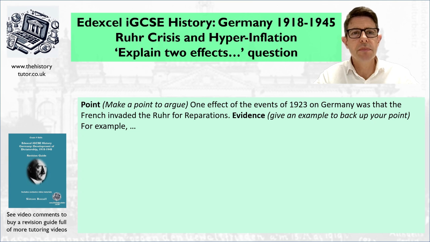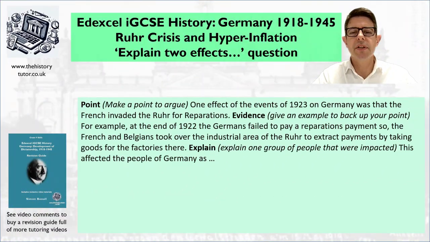Okay, really simple. And now we can obviously develop that with a bit of evidence. You might have introduced some groups of people or said generally that people were unhappy with this situation, and that would be great as well. So let's get some evidence then. So for example, describe what happened then to back up your point. Okay, over to you.